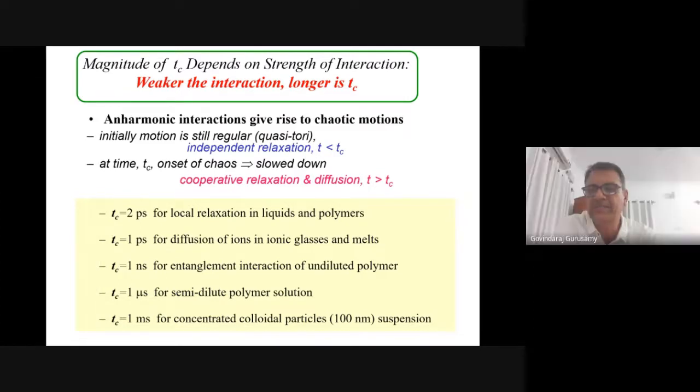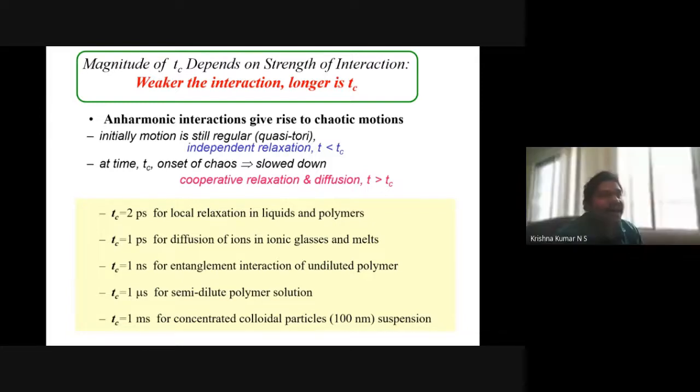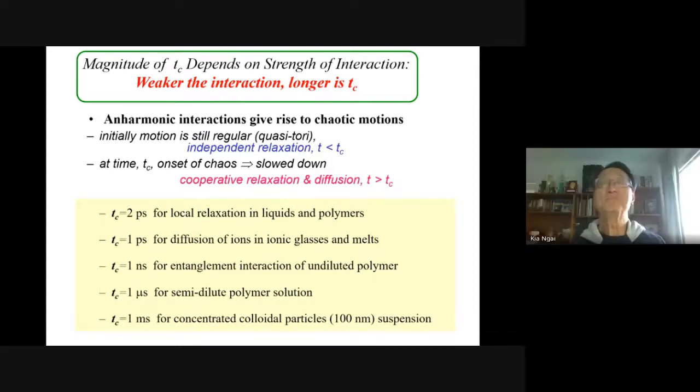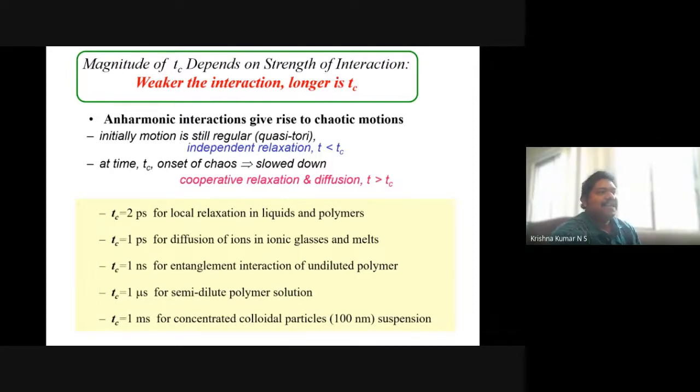Well, any more questions from the audience? I would like to have one question. Yeah, Krishna Kumar. Hello, sir. Hello, Professor. It's a very interesting talk, and you consolidated most of your work. Thank you. We are excited.